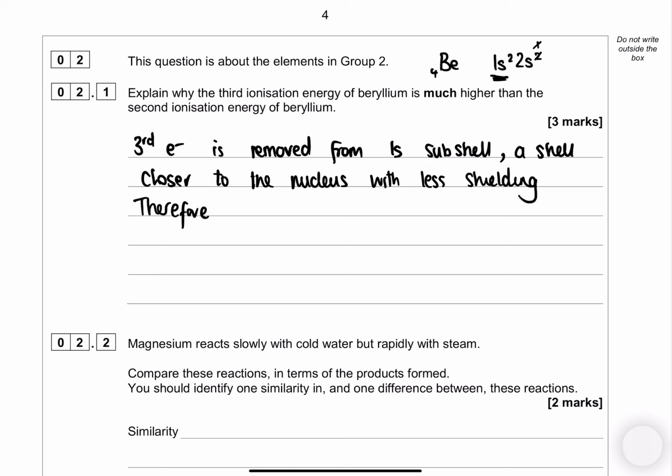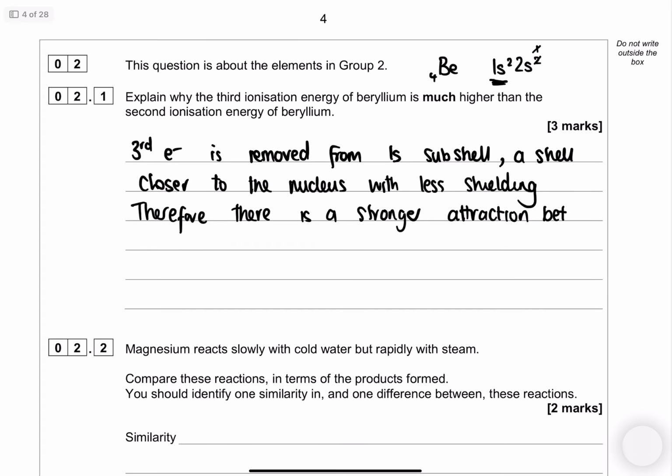therefore there is a stronger attraction between the nucleus and the electron being removed, the outer electron.